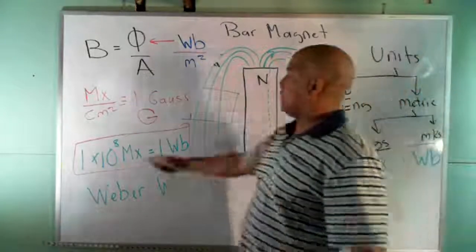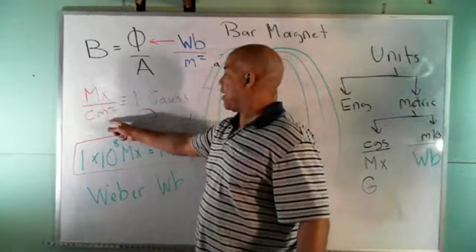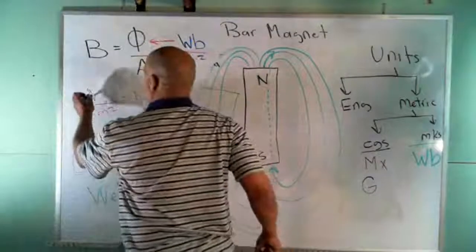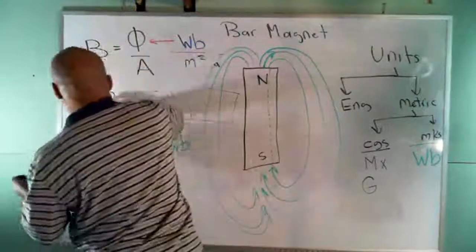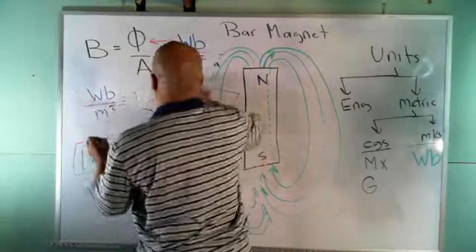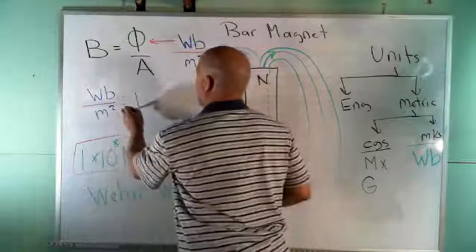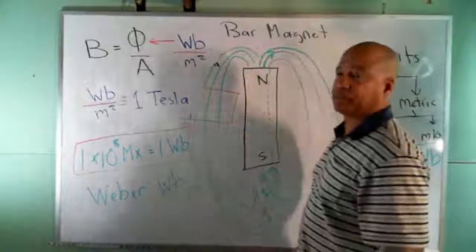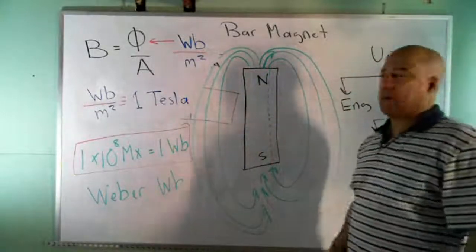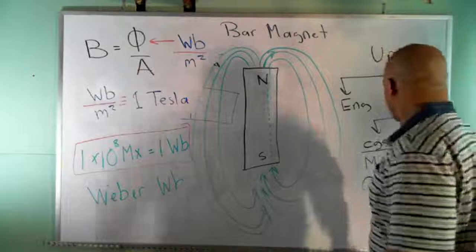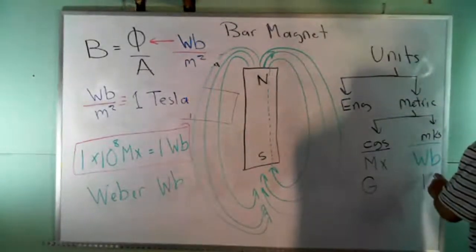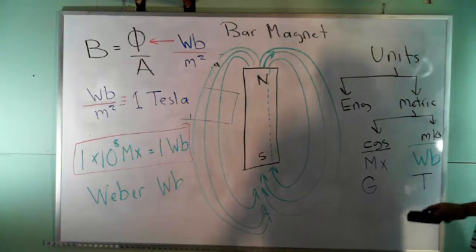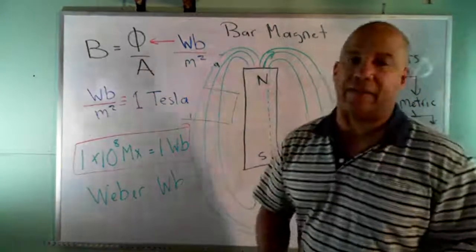But again, just like I did here, where I had a Maxwell per centimeter squared, we call it a Gauss. Well, I have a Weber per meter squared, we call that a Tesla, named after Nikola Tesla. So the Tesla, I can put that over here. The Tesla, that's an MKS unit.